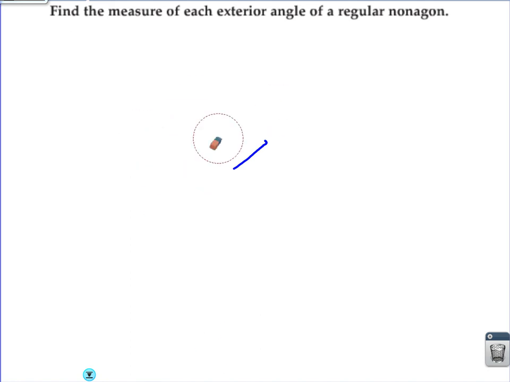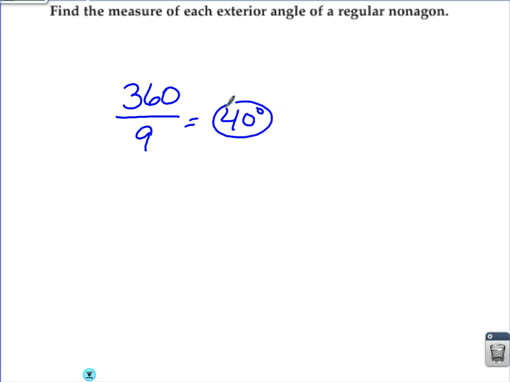So if you have a regular nonagon, how many sides does it have? 9. It has 9 angles. What are all the exterior angles going to add up to? Exterior. Careful. Exterior. 360. Well, there's 9 of them. Each exterior angle is going to be 40. What's each interior angle going to be then?